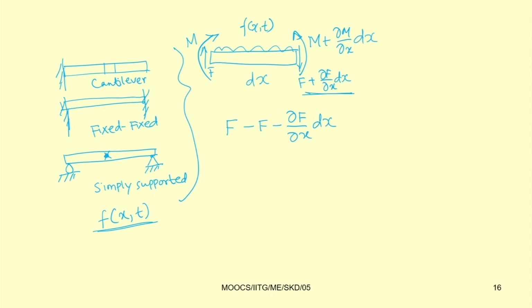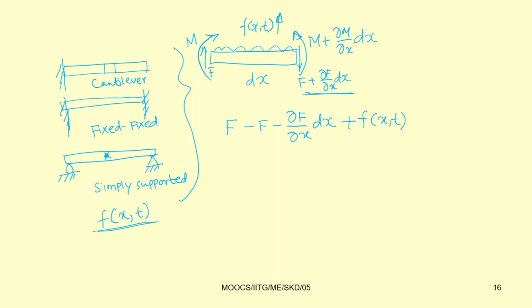Here capital F is the shear force we have taken, plus the load acting here. Instead of worrying about the sign, let us assume that the load is f(x,t). It can be plus or minus, so no problem. Let the f(x,t) force direction be upward, small f(x,t). That is why we have taken this plus; we are taking the upward force as positive.